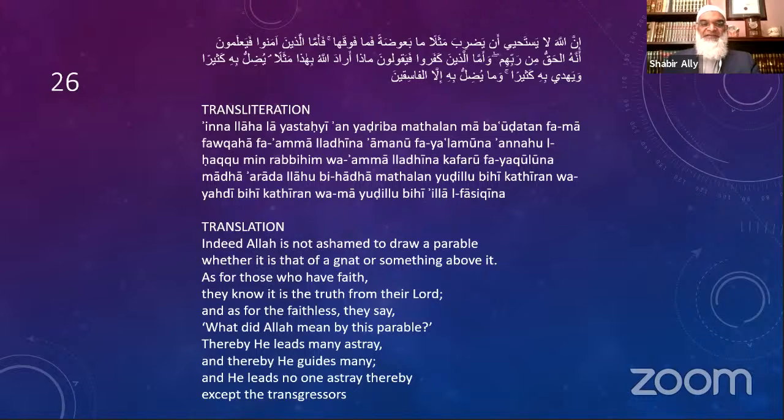So the way to explain it, we have already spent a long time on last week, and you know the point now. And then here is the conclusion, the last two lines. And he leads no one astray except the transgressors. So it's the transgressors who can be said to be led astray. And if we say that Allah subhanahu wa ta'ala led them astray, that wouldn't be wrong. But at the same time, we should know that they are the ones who are transgressing, and they are leading themselves astray through their transgression.